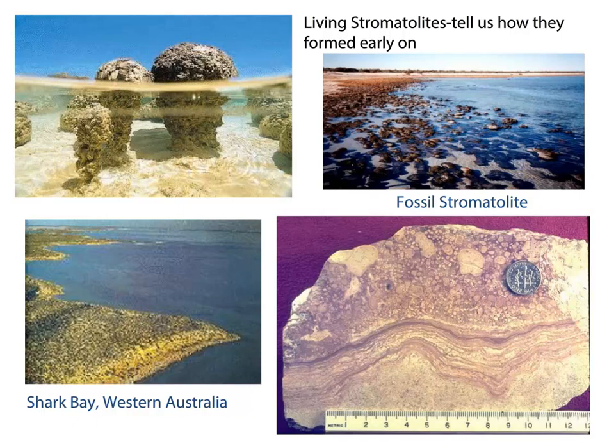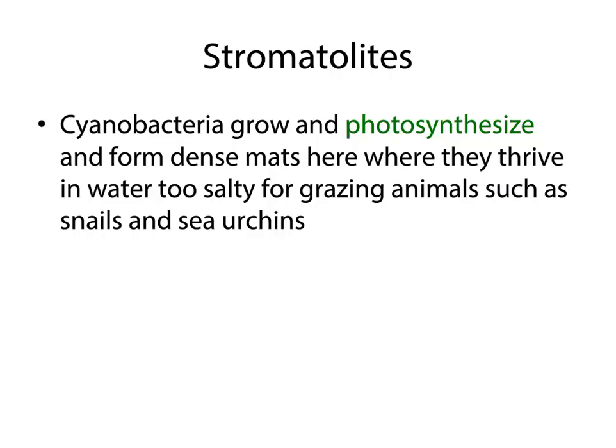And so the way it works is the stromatolites have several different layers of bacteria that each have different jobs, which is pretty cool. And so the bacteria at the very top is the cyanobacteria, and that photosynthesizes, okay? So the cyanobacteria will grow and photosynthesize, and they form dense mats on the top of those stromatolites. That's where they'll thrive, okay? So grazing animals, the water's too salty for them, so they get to live a relatively happy life.